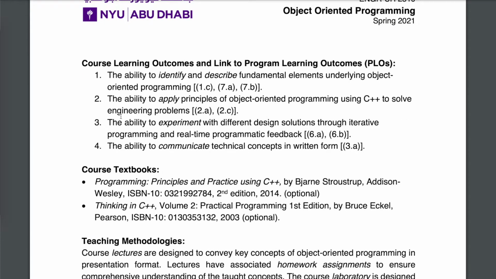So in terms of course learning outcomes and how it links to program learning outcomes, there's four learning outcomes that you'll hopefully be achieving by the end of this course. One is the ability to identify and describe fundamental elements of object-oriented programming. The second is the ability to apply principles of object-oriented programming using C++ to solve engineering problems. The third is the ability to experiment with different design solutions through iterative programming and real-time feedback as you compile and run code. And the fourth is the ability to communicate technical concepts in written form.